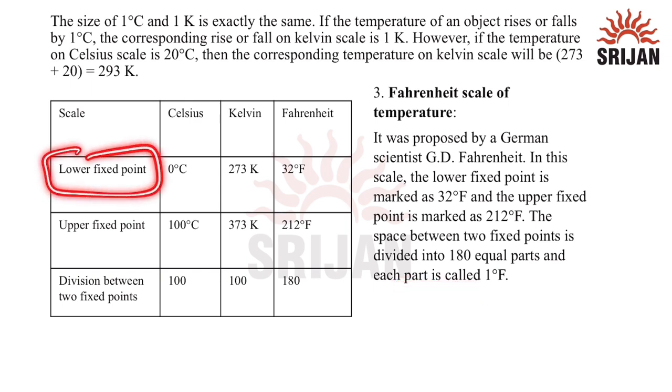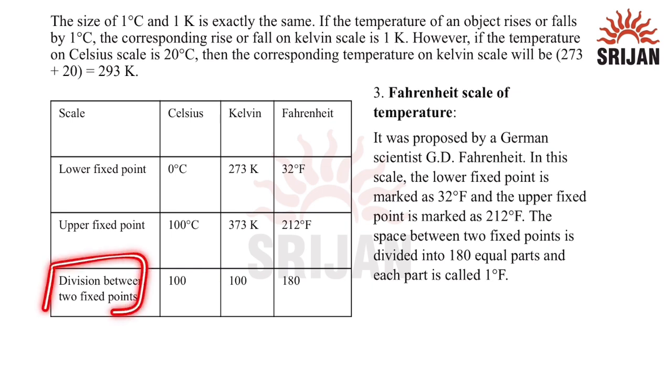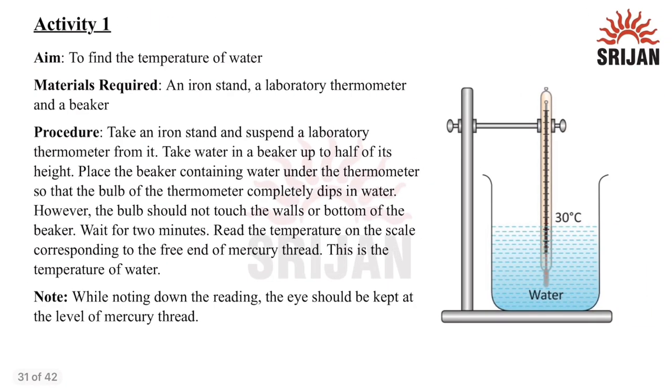So the lower fixed point is 0 degree Celsius on the Celsius scale, 273 Kelvin on the Kelvin scale, and 32 degrees Fahrenheit on the Fahrenheit scale. The upper fixed point is 100 degrees Celsius for the Celsius scale, 373 Kelvin for the Kelvin scale, and 212 degrees Fahrenheit for the Fahrenheit scale. The number of divisions between the two points in Celsius and Kelvin scales is 100. In Fahrenheit there are 180 divisions.